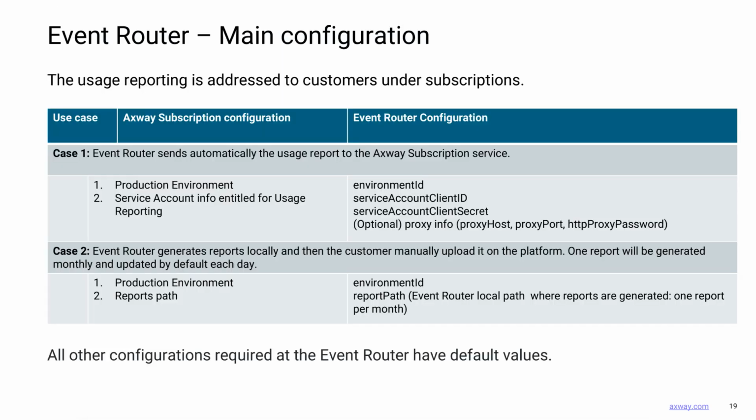We have two types of configurations. Event router automatically sends the usage report to the Axway subscription service, or the event router generates reports locally and then the customer manually uploads it on the platform. In both cases, you need to know the production environment identifier on the platform. When automatically sending the report, you need the client ID and the client secret to authenticate and authorize the upload. When generating locally, you will need the path where monthly reports are saved.